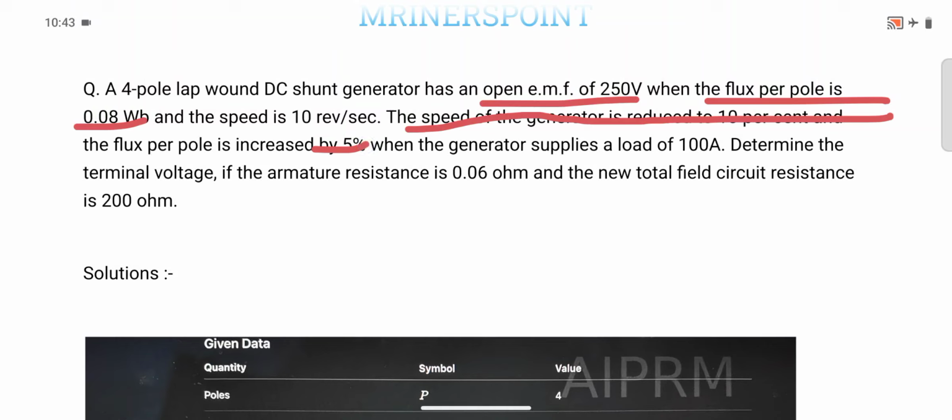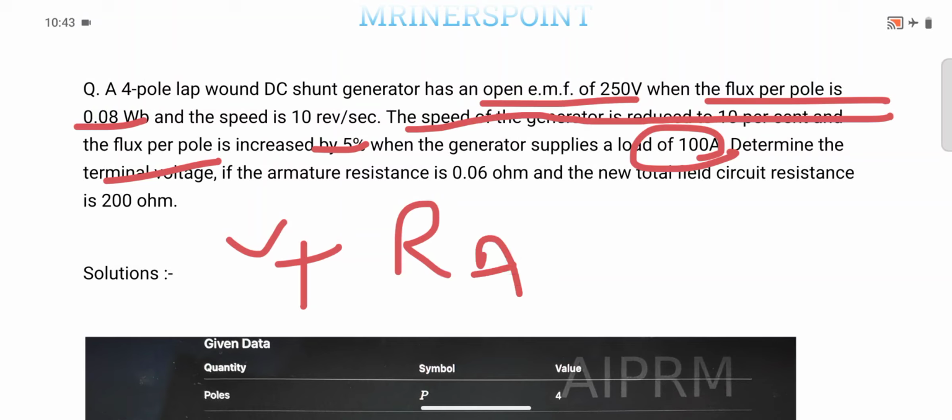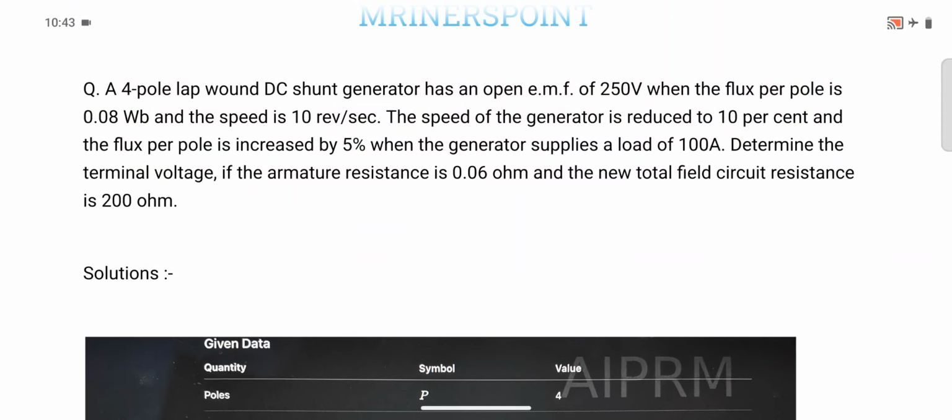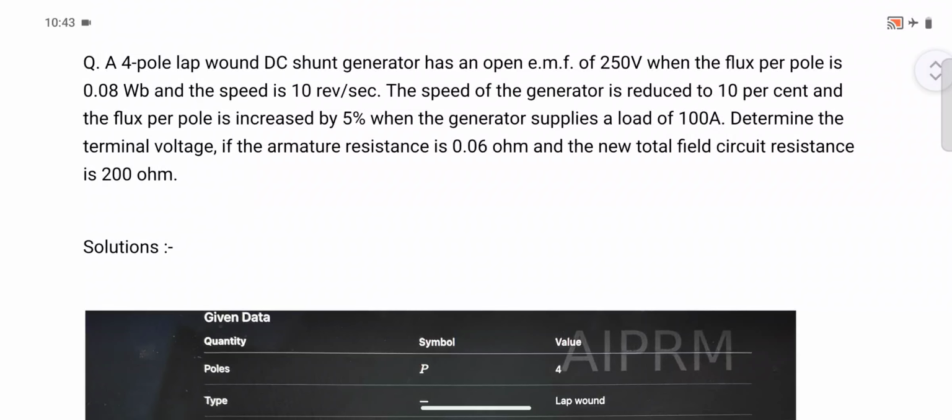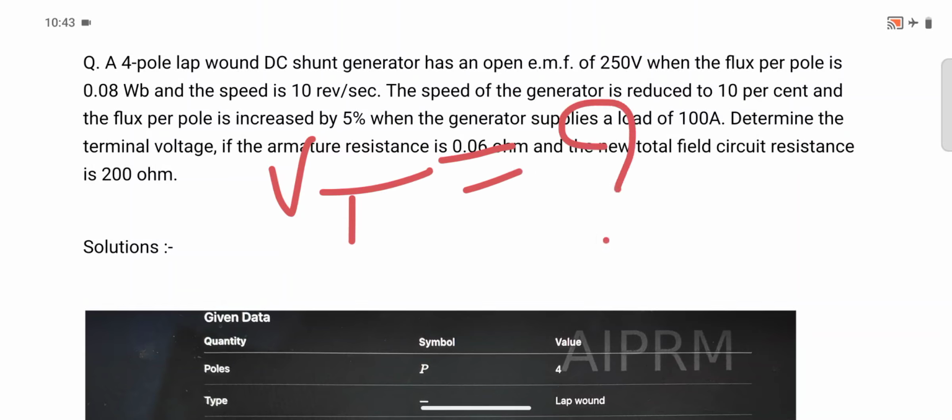When the generator supplies a load of 100 ampere, we have to calculate the terminal voltage. The armature resistance is given, and the total field circuit resistance is 200 ohm. These are the data we have been given and we have to calculate the terminal voltage. Terminal voltage value we have to find.